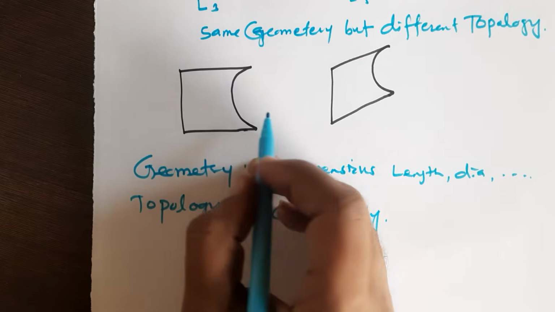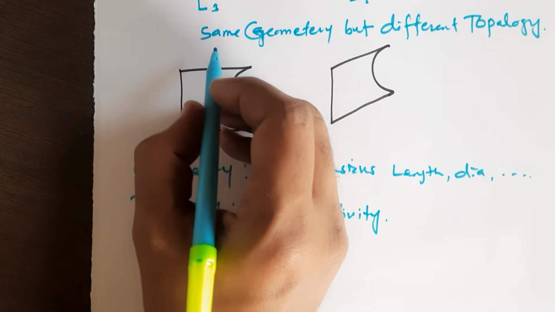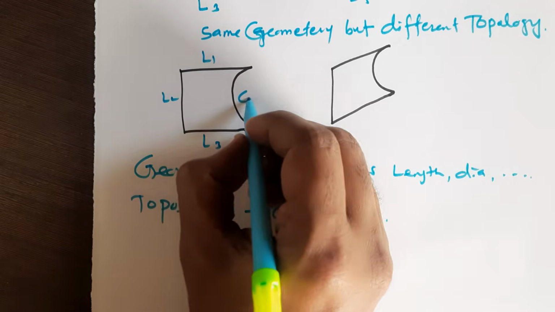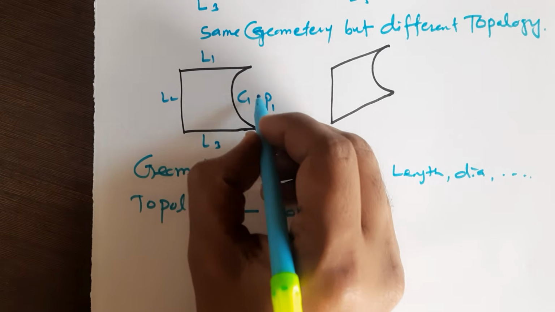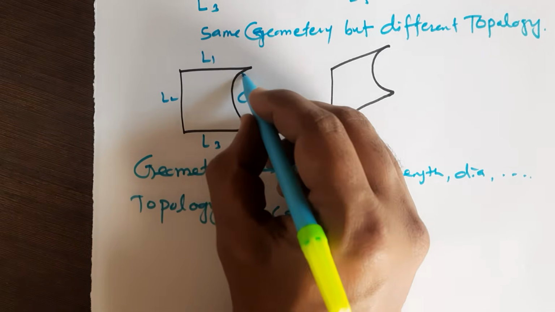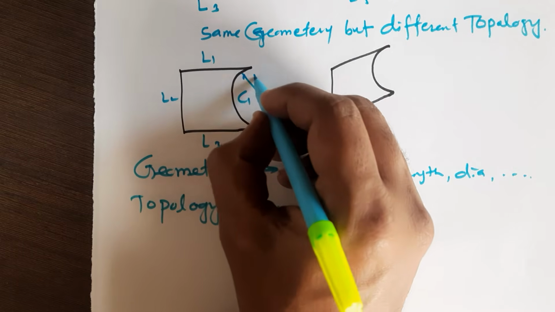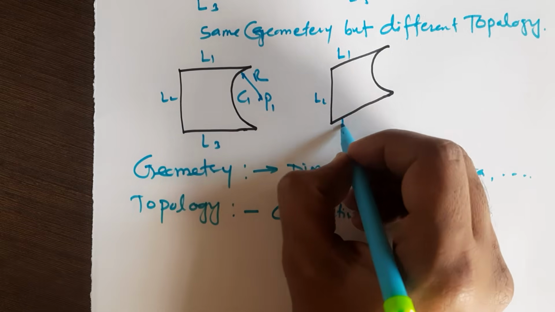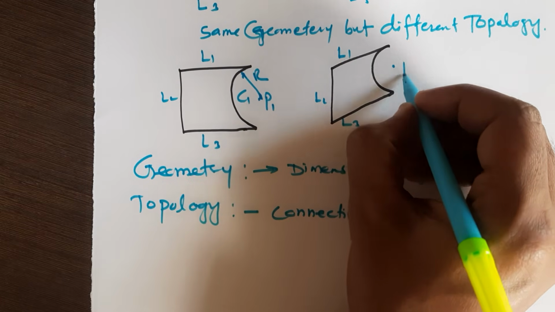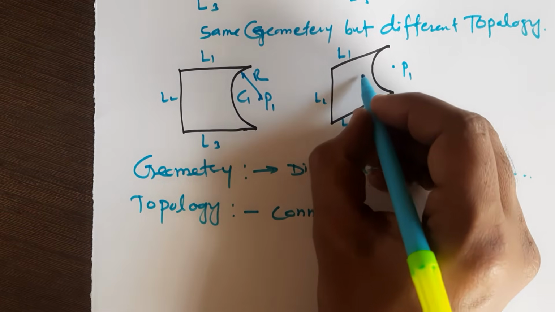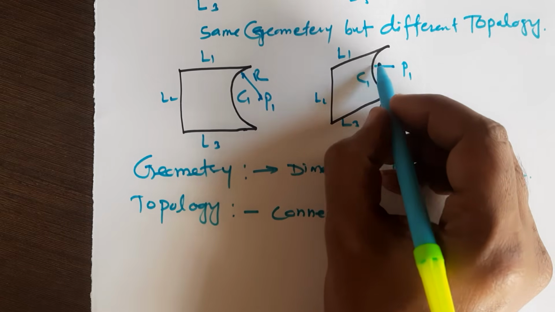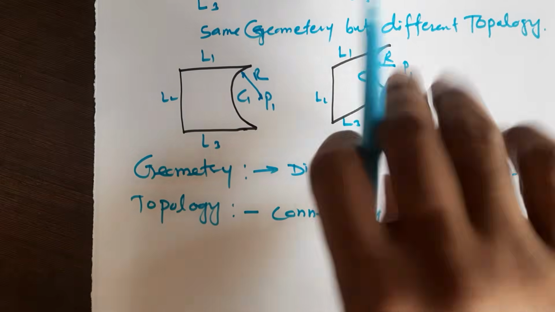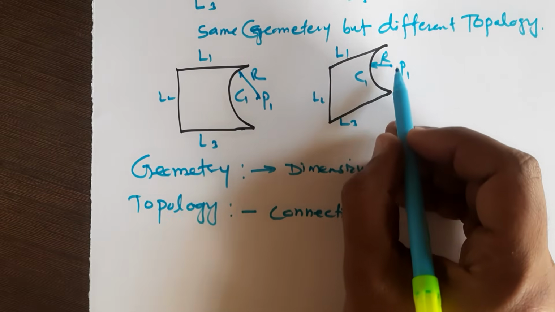Now we'll see another figure. Here again, let us say it is L1, L2, L3, C1, this is point P1, and the radius R. Okay, and here also the same thing: L1 is here, L2 is here, L3 is here, point P1 is here, C1 is here, and R. Okay, now here what happened, the shape of the geometry is changed, location of P is changed.